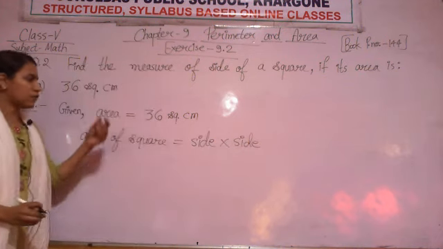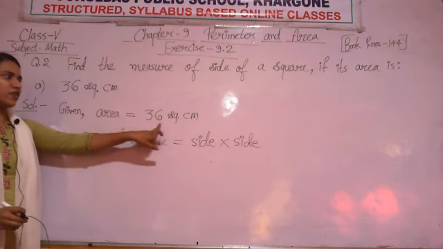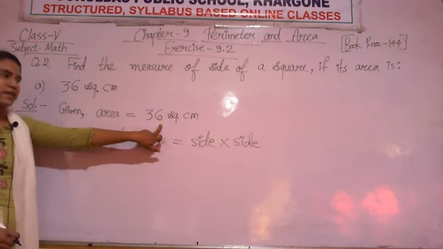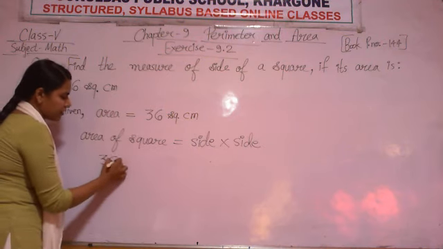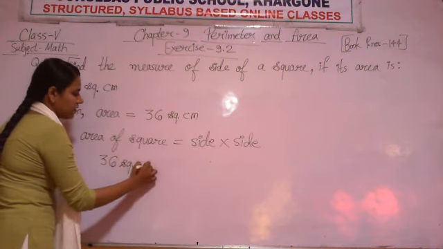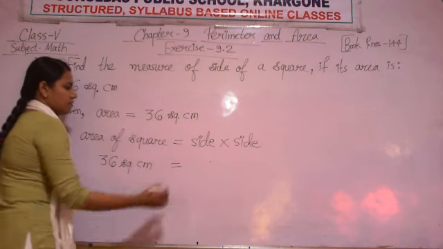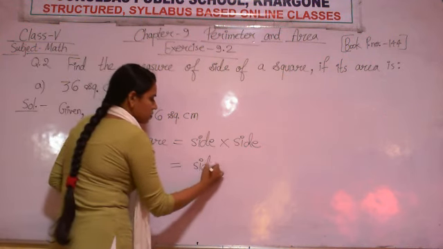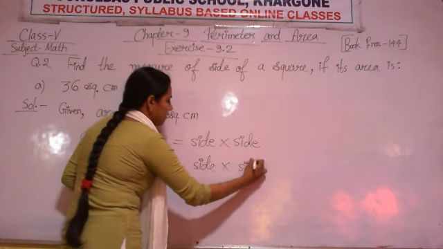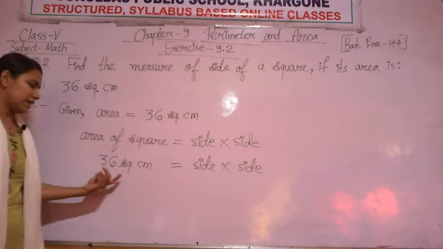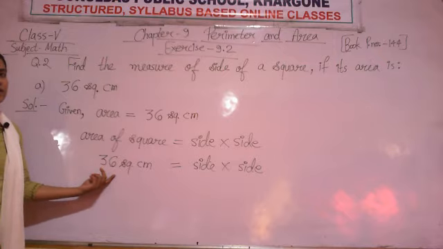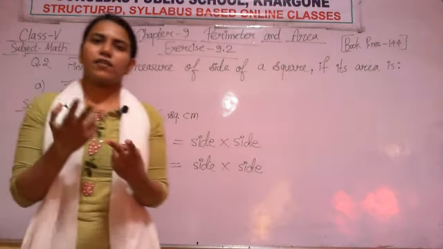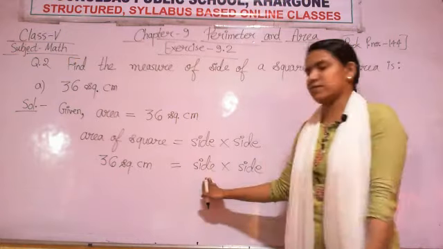Now we have the value of area. What is the value of area? 36 square centimeter. So in place of area of a square we can write 36 square centimeter is equal to side multiplied by side. Now can you tell me how we got this 36? Which two numbers will we multiply to get 36?